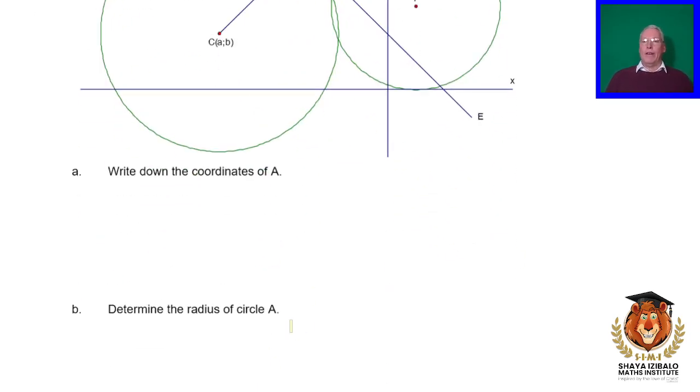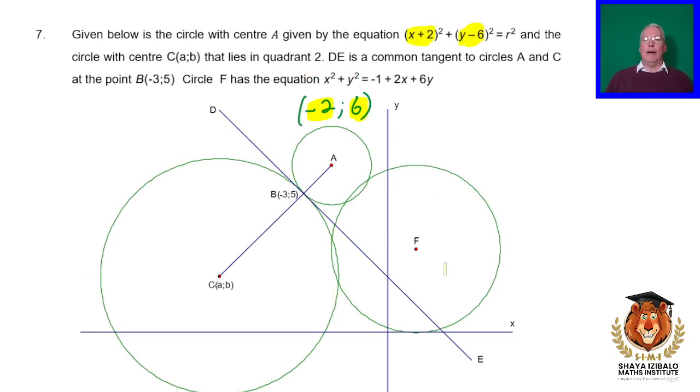The next one says, determine the radius of circle A. Now we don't know the radius, but we do know that point B lies on the edge of the circle. So all we need to find, our radius, is just going to be the length of AB. So it's going to be AB, and we're just going to use our distance formula.